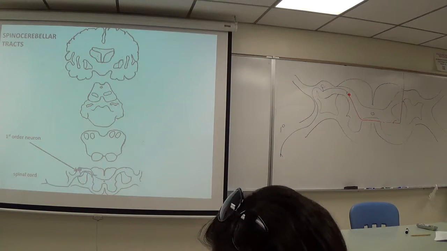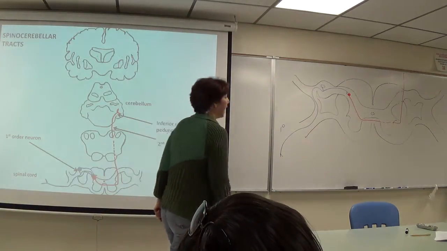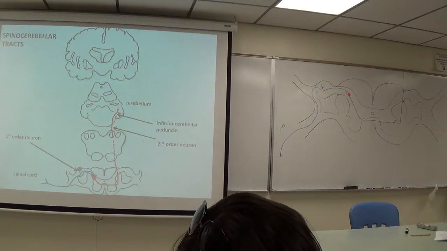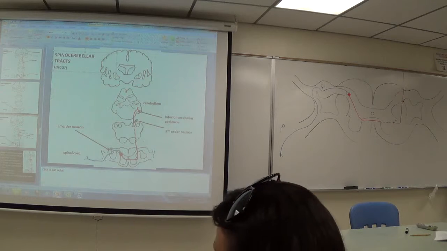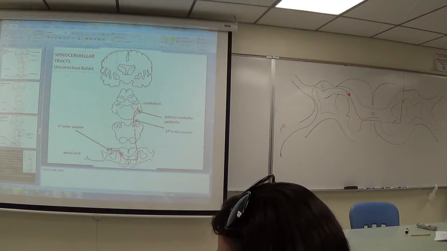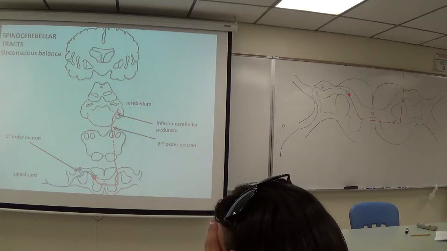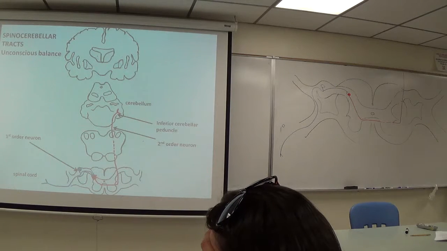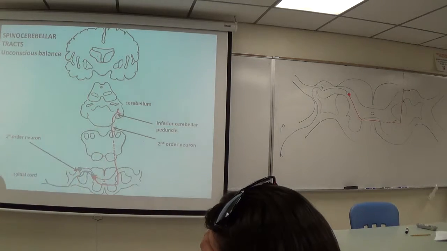So that's what we see here, because it doesn't go to the cortex, this is going to be for unconscious balance. In other words, I'm not consciously thinking about the fact that I need to maintain my balance right now. I am now, but I normally don't think about that when I'm doing tasks. It just happens.